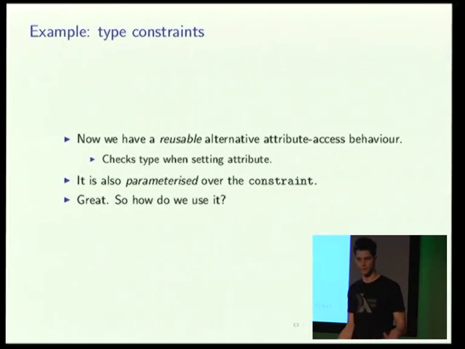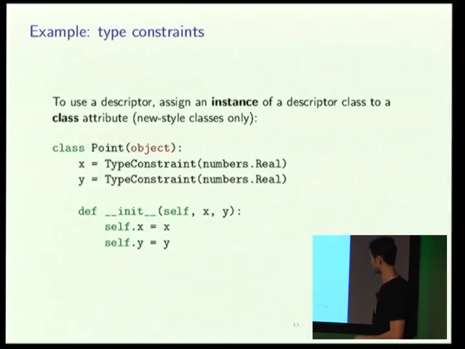Okay, great. So how do we use it? This is how you use a descriptor. You assign an instance of a descriptor class to a class attribute in the class definition. So here's a class. It's just a two-dimensional point. We have attributes x and y, and each of these is an instance of type constraint. And we use for the constraint parameter numbers.Real. So that will be integers, floats, but not complex numbers, and certainly not strings or other kinds of crazy things.